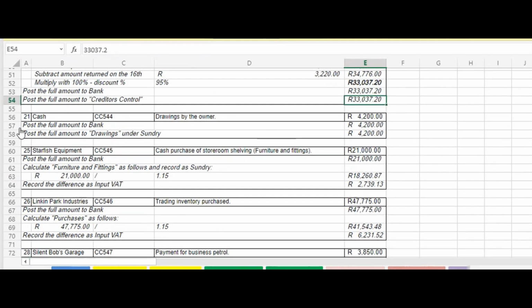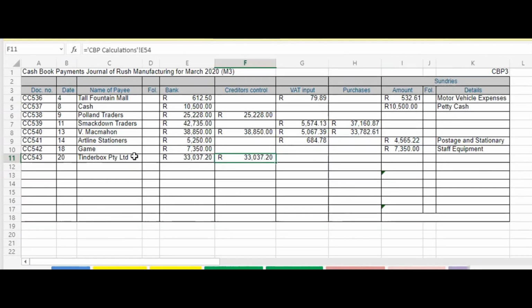Here it says that on the 21st, the owner came and he drew some money. So he took money out of the account. What we are going to do there, we're going to post the full amount to the bank, and we are going to post the full amount under drawings in sundry. Because if the owner takes money, it's simply a drawing. So let's have a look at that.